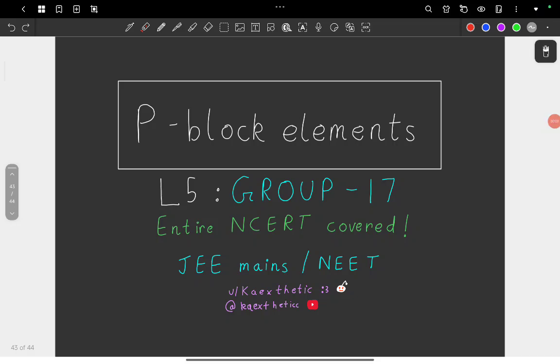Hello everyone, welcome to the fifth lecture of P block elements. In this lecture, we will be covering group 17 of the P block elements, and we will cover the entire NCERT portion of what is relevant to your syllabus.